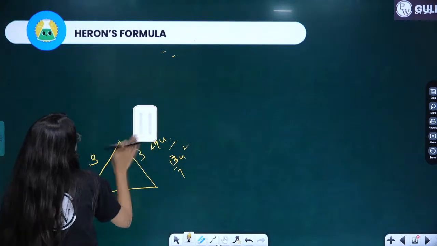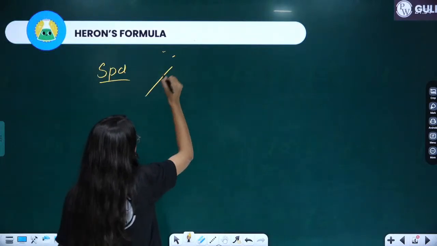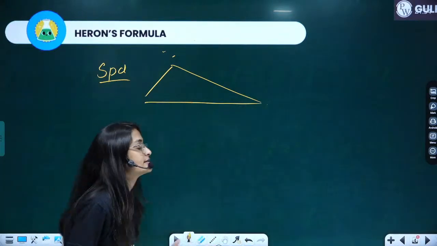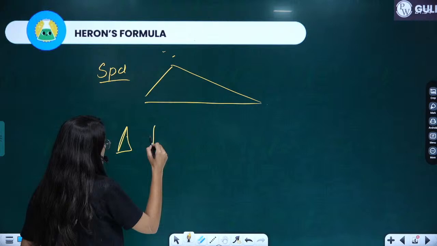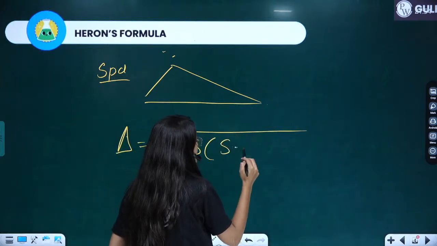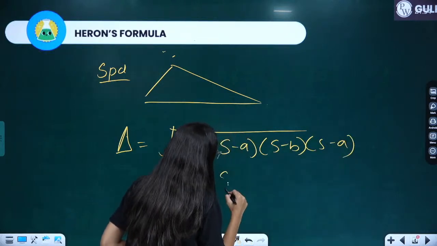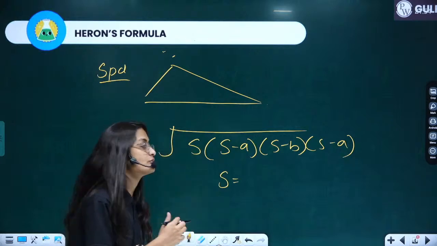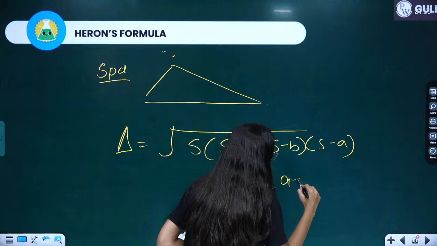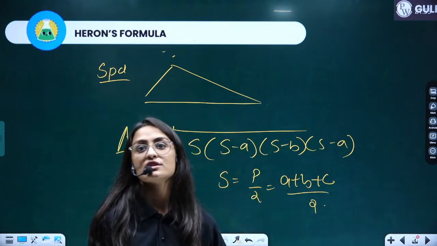So that's why, especially for scalene triangles, where we have all three different sides, we use the formula where the area is the square root of s multiplied by s minus a, s minus b, s minus c, where s is the semi-perimeter, half of the perimeter. So s is equal to perimeter divided by 2, or a plus b plus c over 2. So that is why we are using this, right?